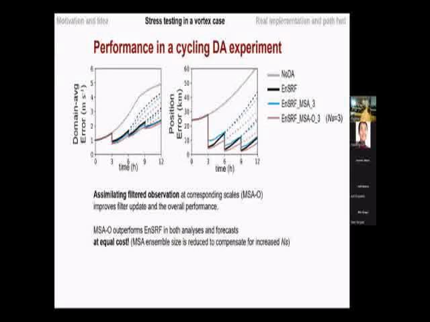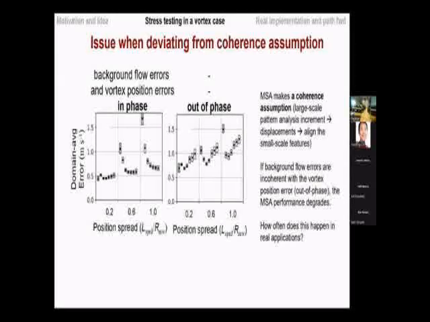But there's an issue with the coherence assumption. We're assuming that we have a large scale pattern that we compute our analysis increments over, and we use that to solve for the displacement and move the smaller scale patterns around. This assumes that the large scale pattern is in coherence with the small scale. Namely, the background flow is going to be shifted around, and that shifting is going to tell us how the vortices are displaced. However, the background flow errors and the vortex position errors may be out of phase. In my experiment, I move the background flow to the left while the vortices are actually moved to the right.